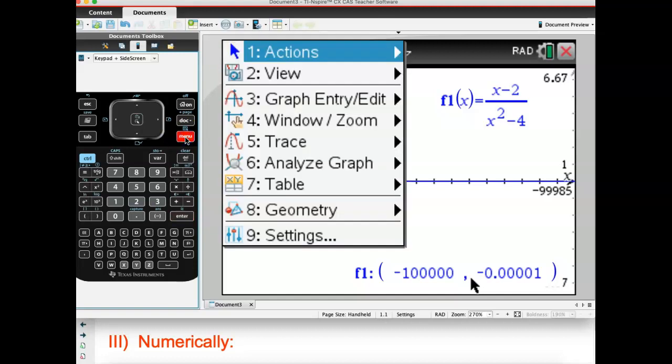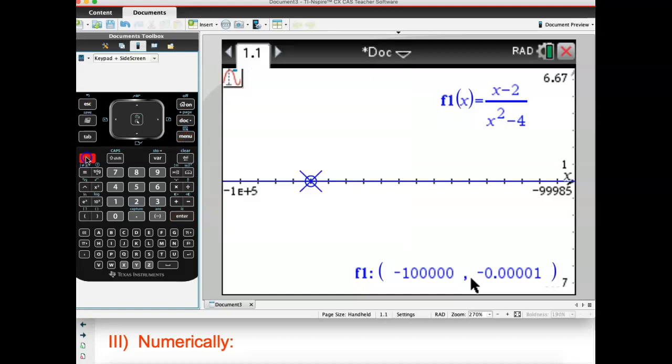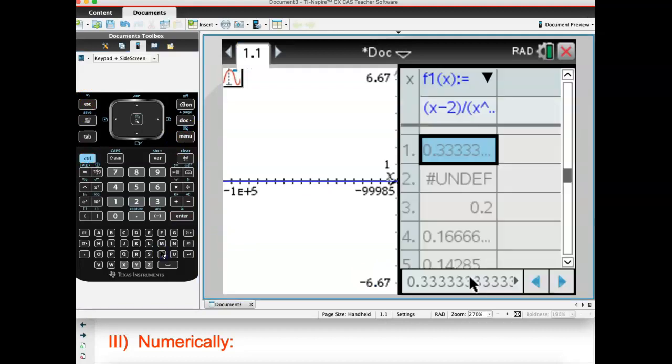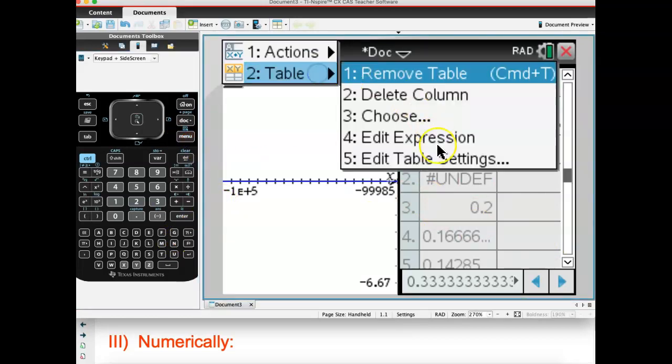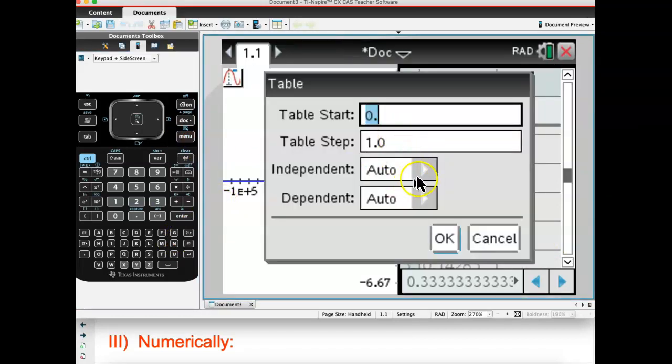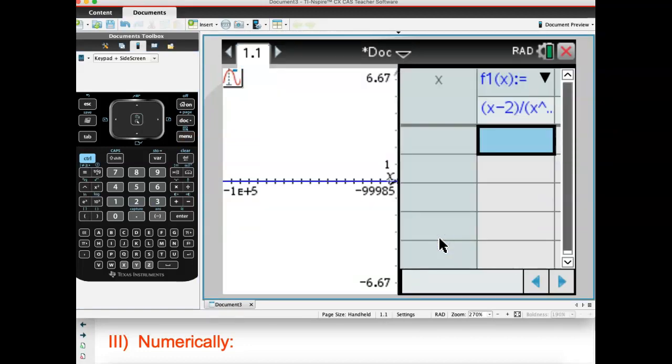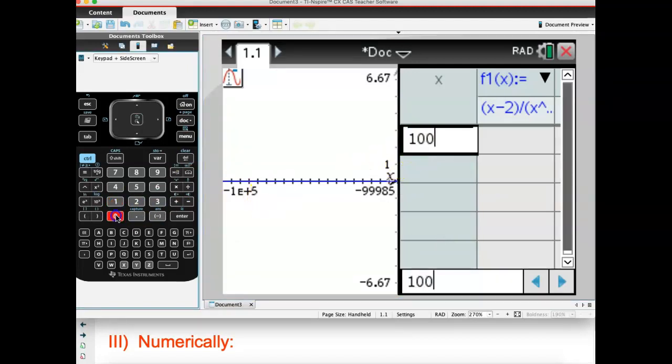If I did it with a table, I'm going to press Control T to get my table. I'm still going to come back here, and I got to change this to edit table settings to make it ask. Okay, ask me. Then I can go, maybe, I got to get over in the X column, though. Maybe 1,000. Maybe 10,000 or a million.